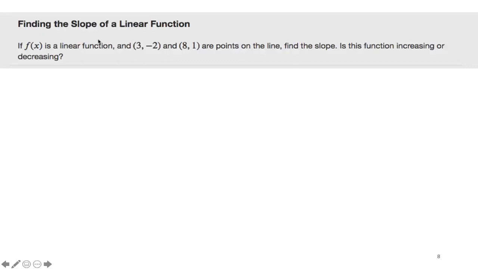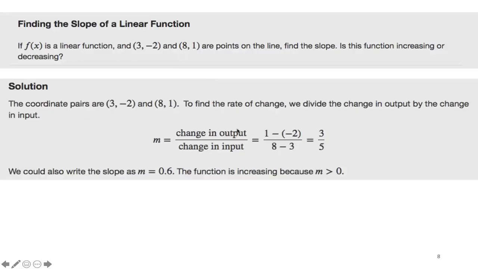So for example, if you have a linear function that passes through these 2 points, (3, negative 2) and (8, 1), then we can find the slope by calculating the change in y. Change in y is 1 minus negative 2, divided by change in x, which is 8 minus 3. So this is the change in y, this is the change in x, and this function has slope 3 over 5, which is positive. That means the function is increasing.